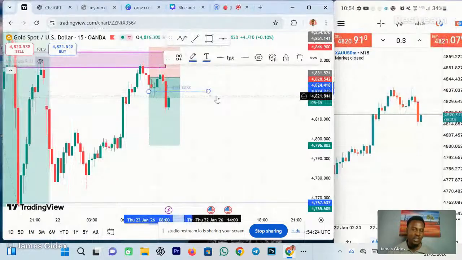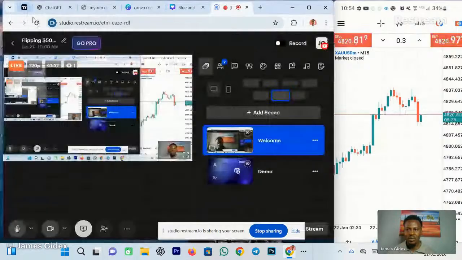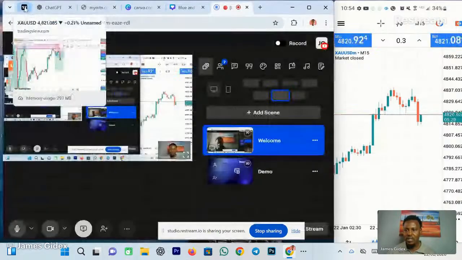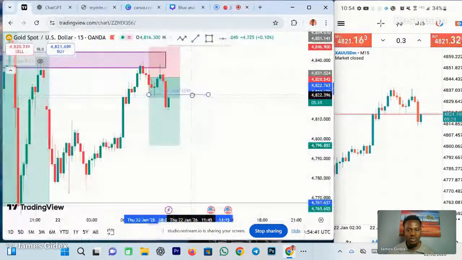Basically, we're expecting a retest around this side. We are waiting for a retest right here, around this side.